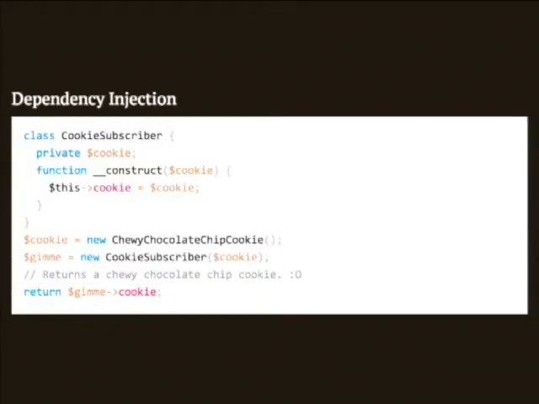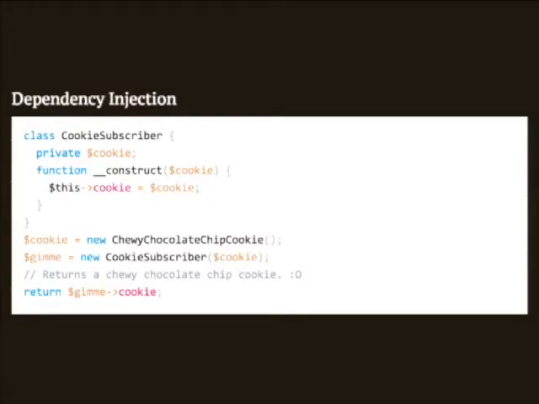Okay. Same cookie subscriber, but now let's actually inject the dependency into the constructor method. In this case, I'm going to define the cookie outside of it, and this is where the inversion of control happens, because you're leaving it up to the person implementing this, or creating a new object, to actually pass in its dependencies.